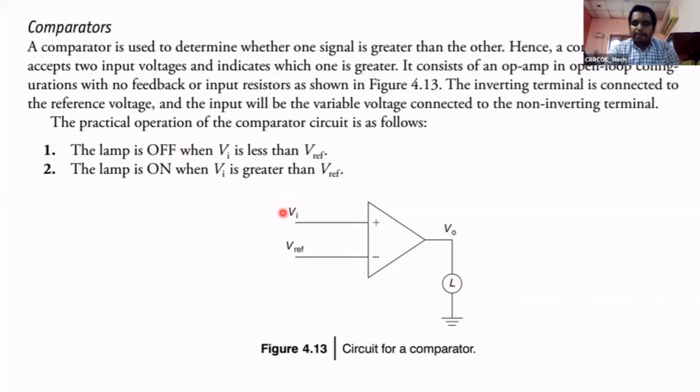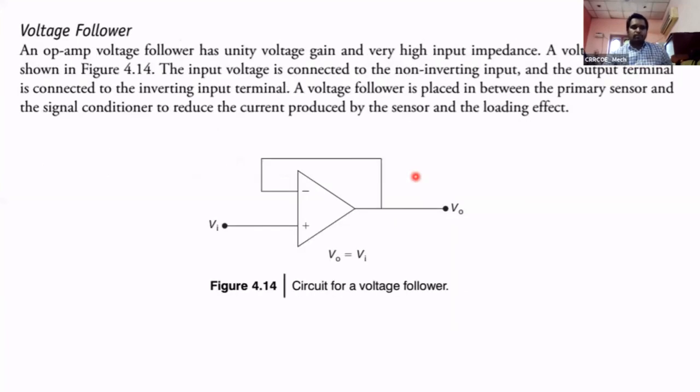This is the main purpose of the comparator using an operational amplifier. By using the circuit and with the help of the lamp connection, we can compare the input voltage with some reference voltage. This is called the comparator type operational amplifier circuit for comparison. Okay, next one, voltage follower.